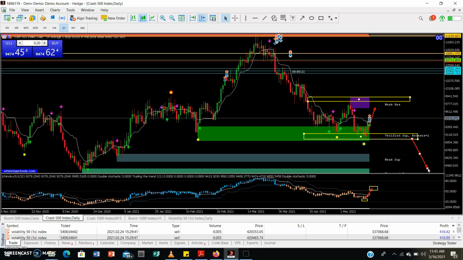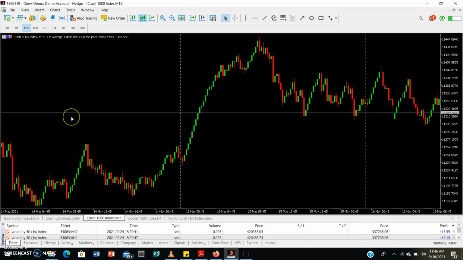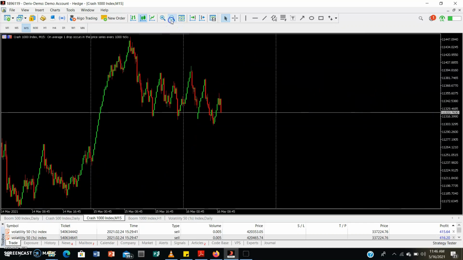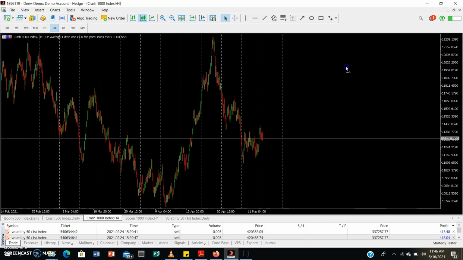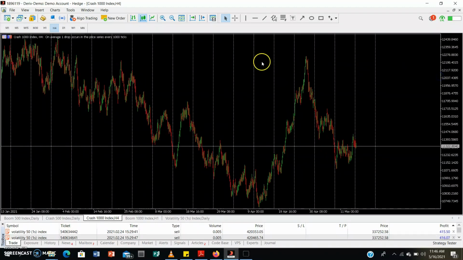So be on the lookout for that. But in the meantime, we're going to continue in this upward trend for Crash 500. Also taking a look at Crash 1000. Let's see what we have here. I'm going to go to the 4-hour time frame, and we're going to check out possible trends that we have.